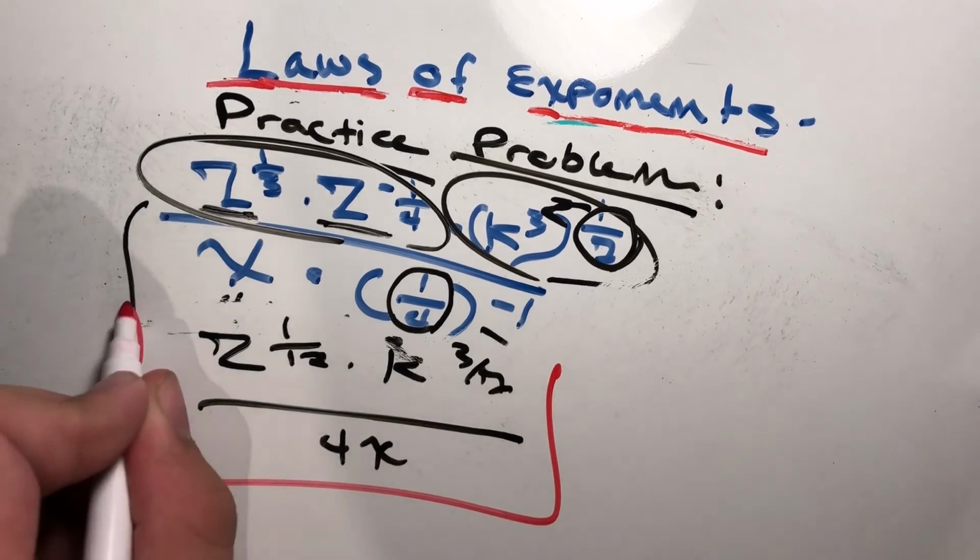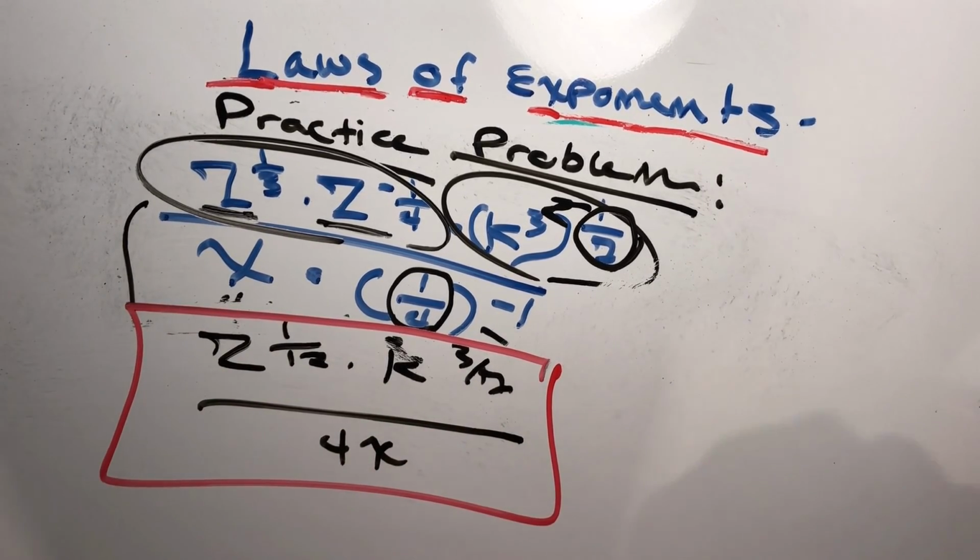Perfect. And then as a bonus question, can you write this in a root form? Can you convert z to the 1/12 into a root, not a square root, but a root? Can you convert k to the 3/7 into a root? Those are the questions, basically, that might be good for practice.